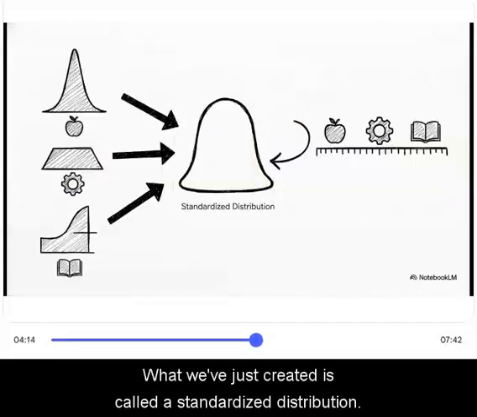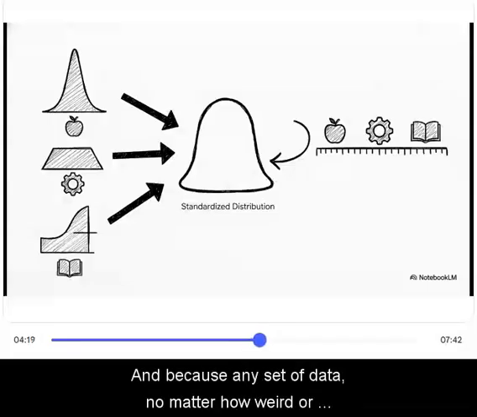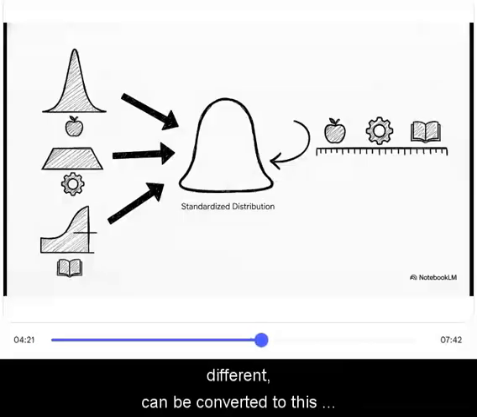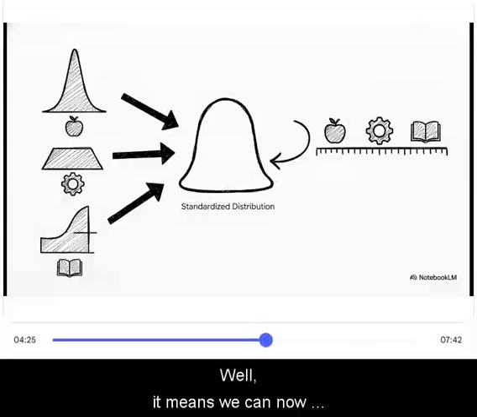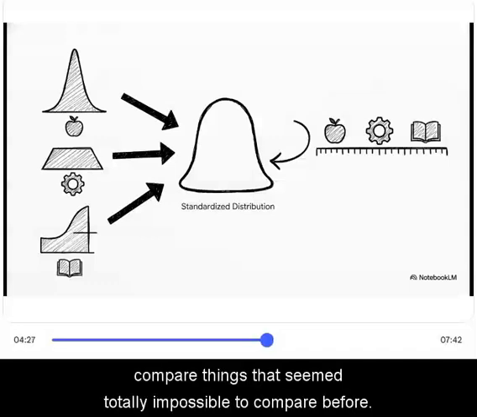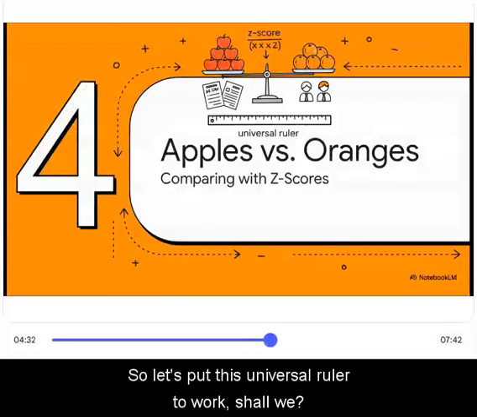What we've just created is called a standardized distribution. And because any set of data, no matter how weird or different, can be converted to this common format where the mean is 0 and the standard deviation is 1, well, it means we can now compare things that seemed totally impossible to compare before. So let's put this universal ruler to work, shall we?